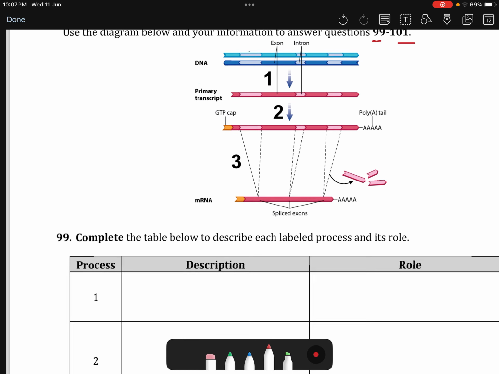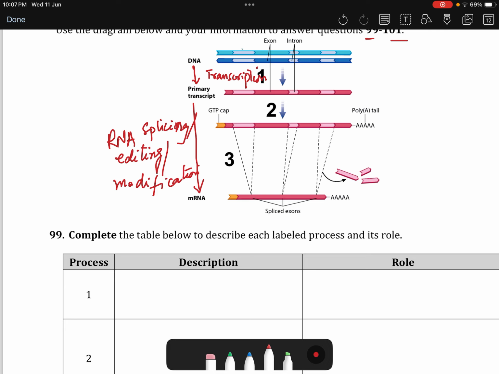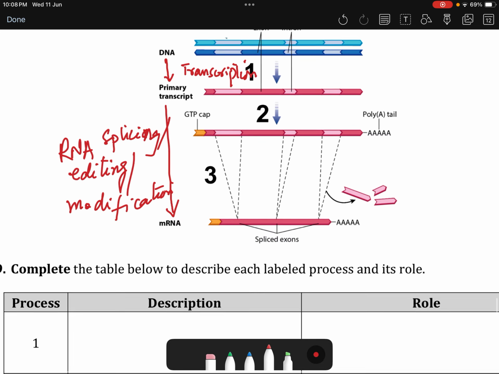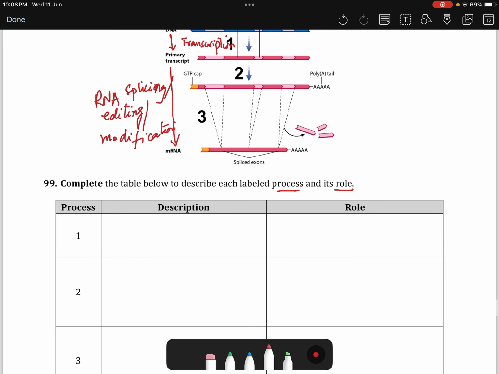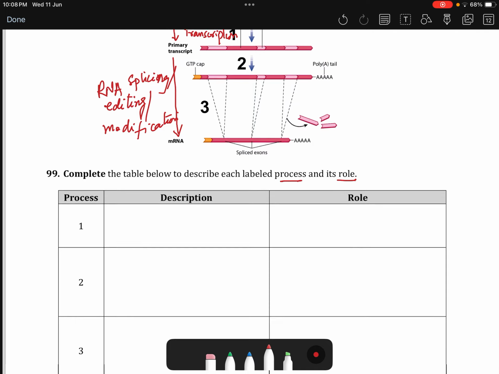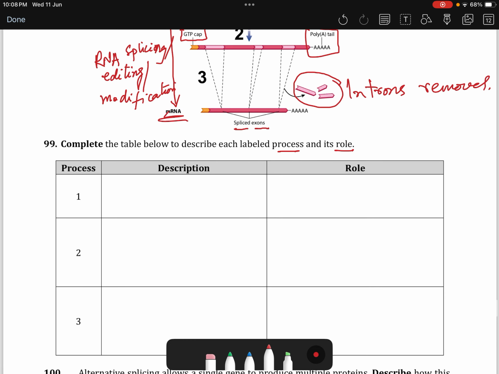Okay, so we need to see what happens. Complete the table below to say what is happening in each labeled process and its role. Number one, what is happening? We said it is transcription. What's the role? Copying instructions for the processing of RNA. In number two, you see a GTP cap is added and a poly A tail is added. In number three, this is the spliced exon, while these are removed, so you say introns removed. This is what happened in number three, so that you can have only the final mRNA.